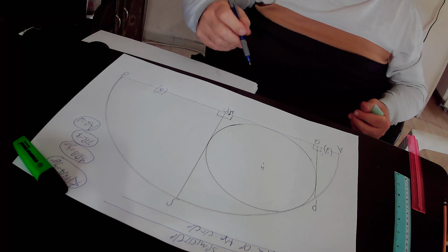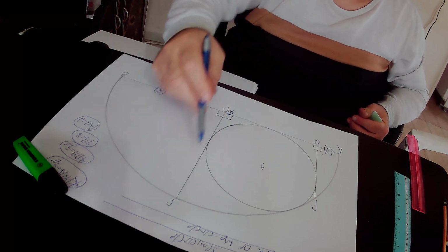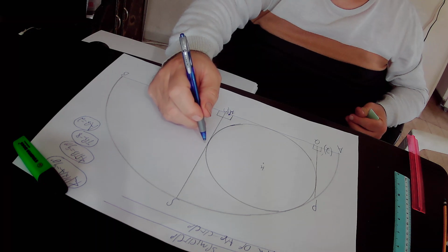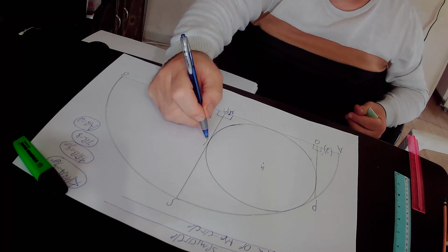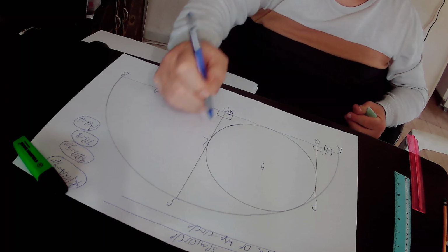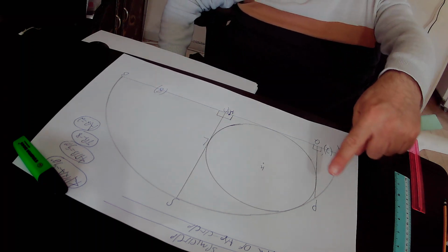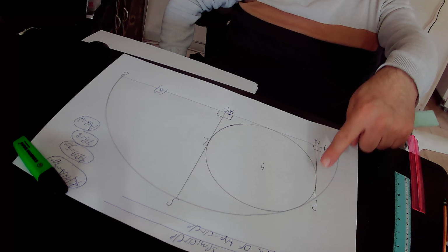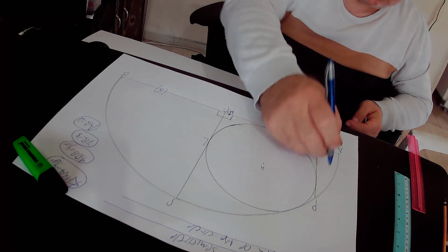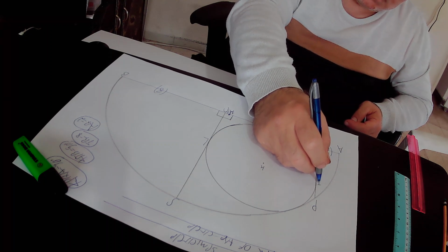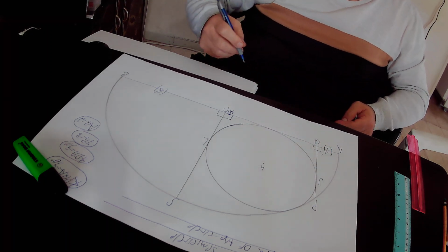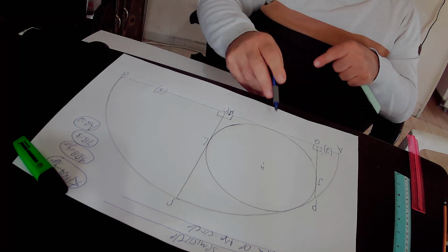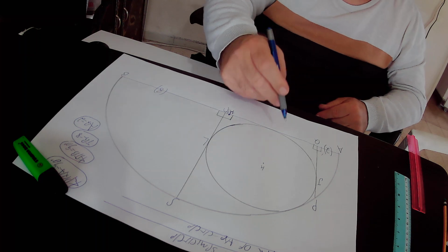We will define the point of tangency of tangent ST with this small circle. This point is point L. We will define the point of tangency of tangent PQ with this small circle. This point is point J. And finally, we define the point of tangency of tangent AB with this small circle. This point is point M.